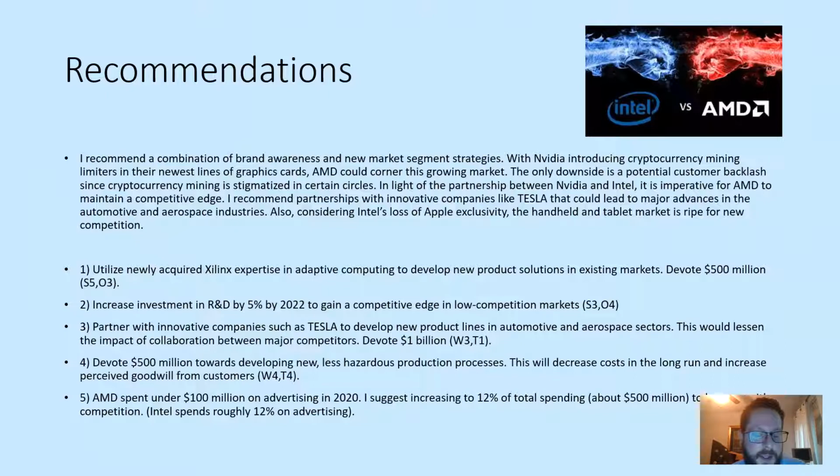And lastly, I mentioned that AMD has been maybe not lax, but what I see is underfunding their advertising. They spent only about $100 million in 2020, which is single-digit percentages of their total spending. Intel spends roughly 12% on advertising, which for them is close to $1 billion. So I recommend AMD increases their advertising budget to at least compete percentage-wise. So about 12% would be about $500 million total investment.